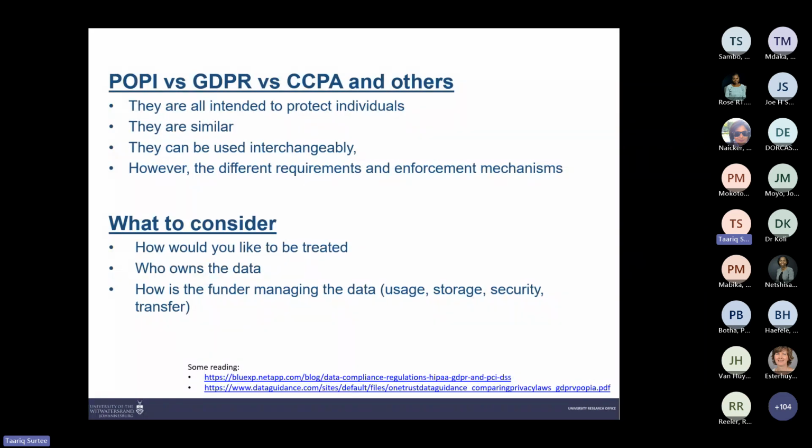Okay, you'll see at the bottom, I said there is some reading. So you can do a little bit of reading, and we can share these links in the chat, about the similarities and differences between the GDPR and POPI and give you a better sense of what's going on. But the main thing I want you to consider, about why all of these acts and regulations are there, is, one, how would you like to be treated? What information of yours, if you give it to somebody, how would you like it to be treated?